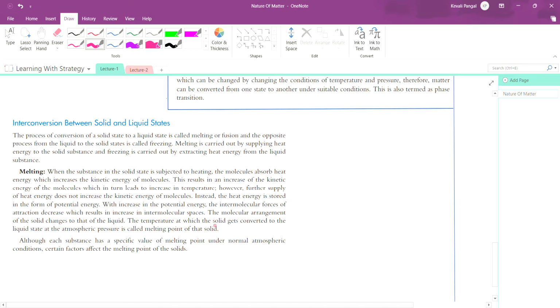The temperature at which the solid gets converted to the liquid state at atmospheric pressure is called the melting point. Although each substance has a specific value of melting point under normal atmospheric conditions, certain factors affect the melting point of solids. We will study those factors in the next class.